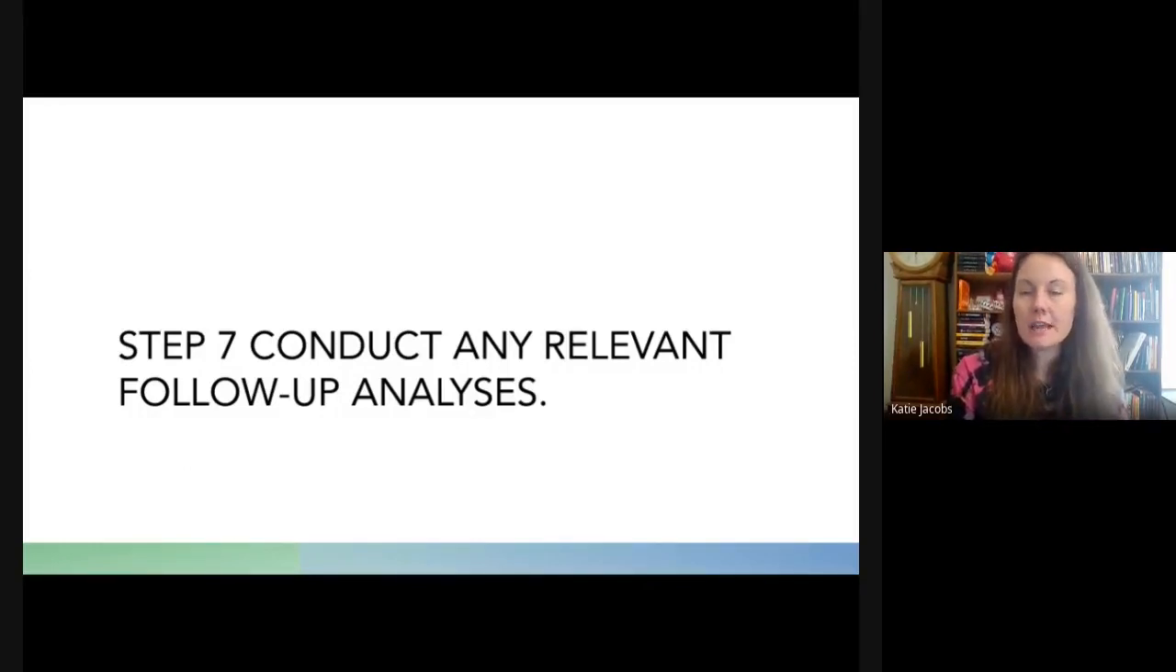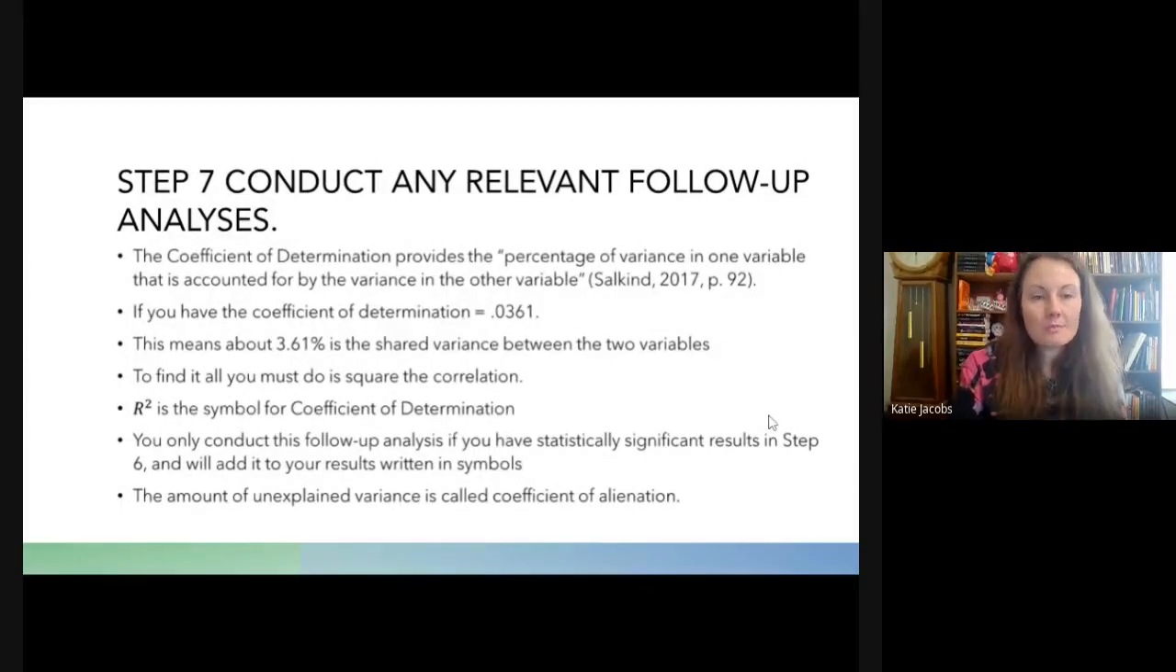After that, only if we have statistically significant results, we do step 7 and conduct any relevant follow-up analyses. For the correlation, our follow-up analysis is going to be called the coefficient of determination. This provides a percentage of variance in one variable that is accounted for by the variance in the other variable. Note that it says accounted for. It doesn't say that it causes. It's just that they're related to each other.